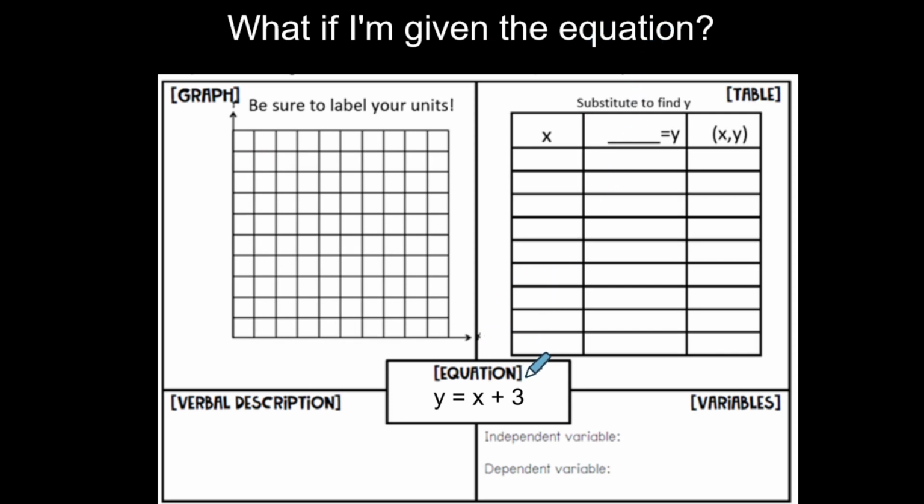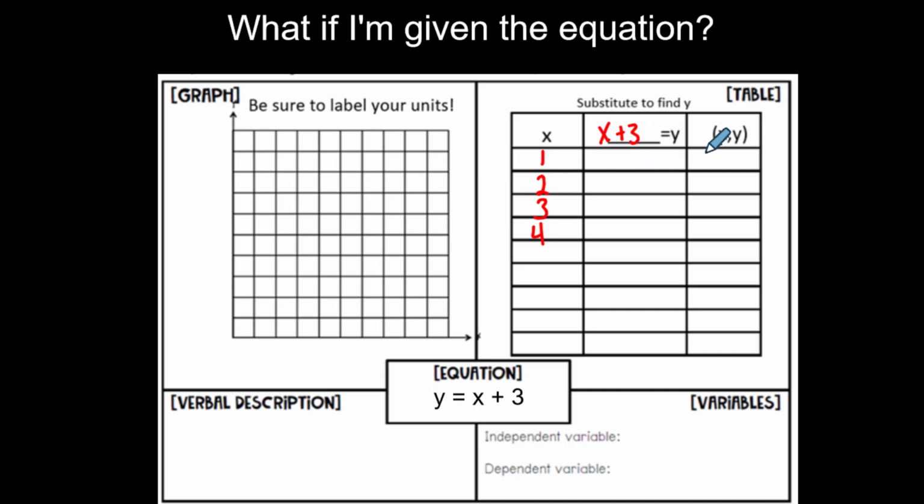All right, our last example is, what if I'm given the equation first? Well, you kind of can start wherever you want. You can write a verbal description. You can come up here and say, okay, I know my rule is x plus 3. And you can just pick some values. I don't care what it is. It could be 1, 2, 3, 4, 5. Think about, you're going to have to eventually graph these, so it might just be easy to do 1, 2, 3, at least 3 numbers, more if you want or if the question calls for it.